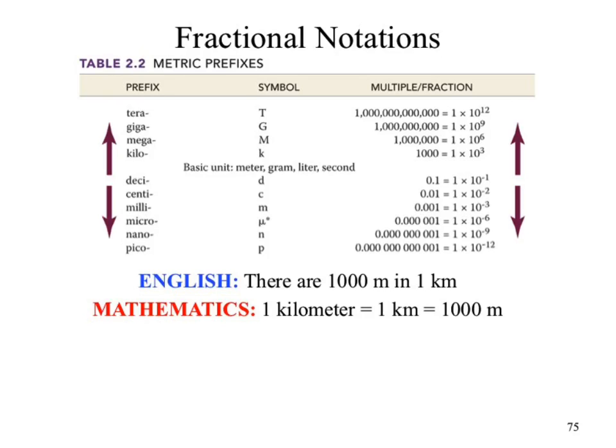Sure. We get some translational stuff coming out here. There are 1,000 meters in 1 kilometer. Mathematically, that means 1 kilometer equals 1 km equals 1,000 meters. Can we convert that into a fractional notation?